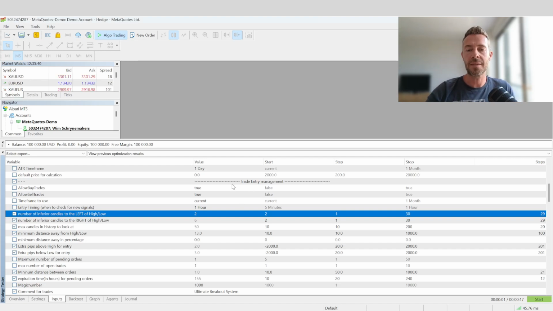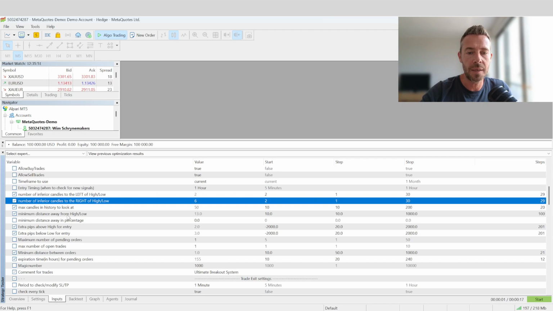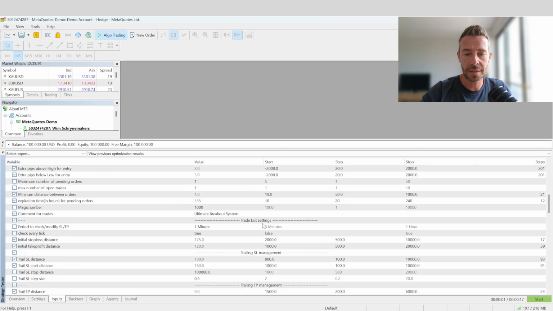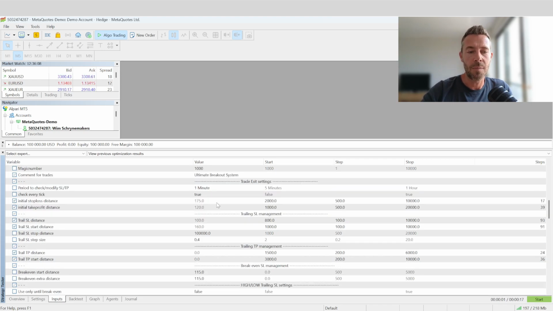Okay, so then next, the trade entry management. These are basically the parameters that will determine where you will put the pending orders for the breakout. I'll explain in the manual what exactly these parameters mean. These are the ones we're going to optimize for sure, or at least a bunch of them, maybe not all of them in the beginning. Then next, trade exit settings is where we're going to take our loss or a profit, preferably profit, of course, like the stop loss, take profit.